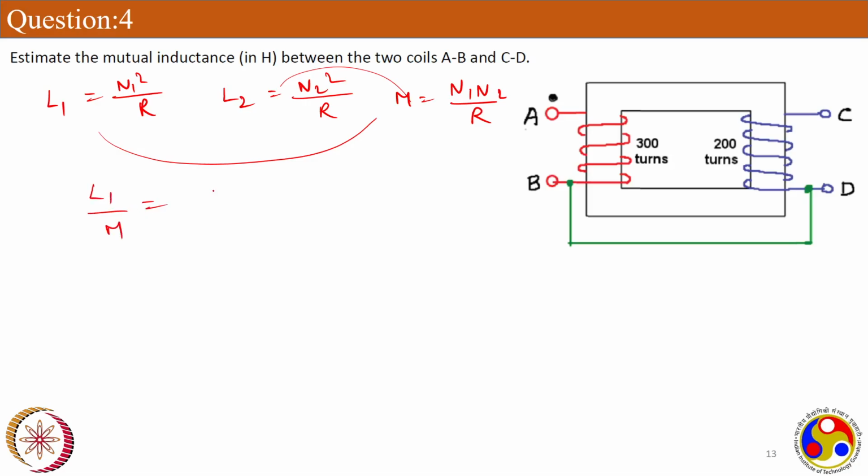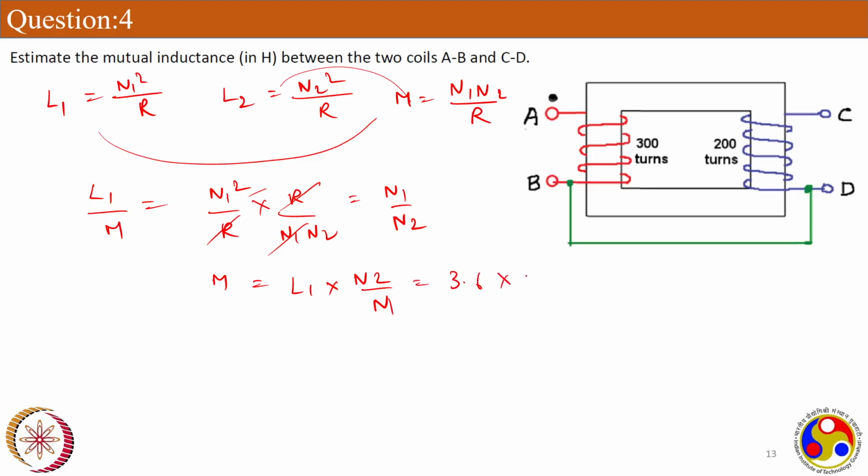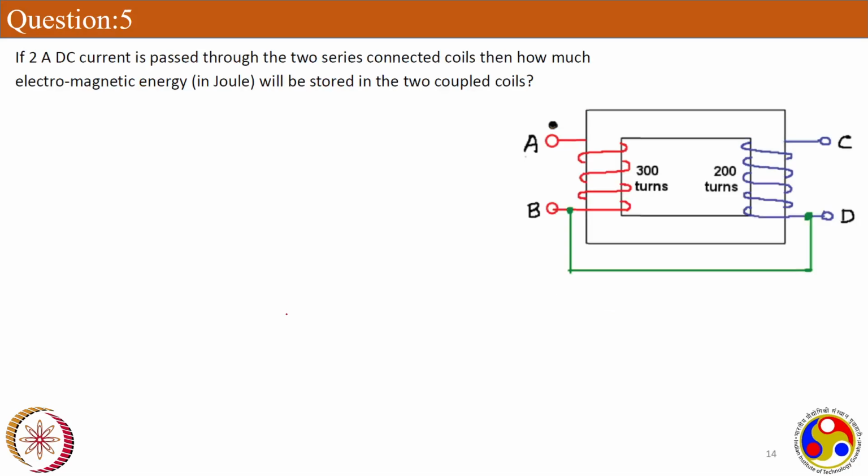L1 by M is equal to N1 square by R divided by N1 N2 by R. So R will get cancelled, and it becomes N1 by N2. So M is equal to L1 into N2 by N1. So L1 is 3.6 and N2 by N1 is 200 by 300. And how much is this? 2.4 Henry. That's it. Again, a simple numerical adjustment.